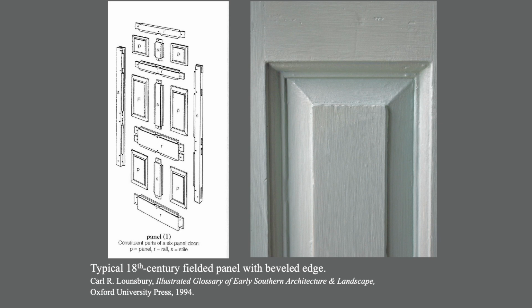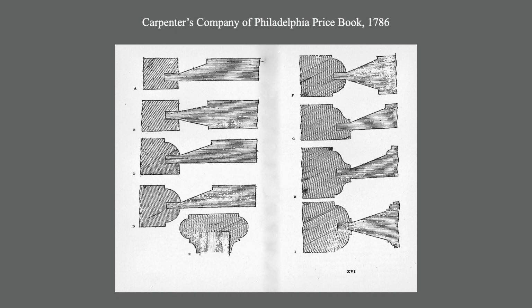Note in the diagram that the rails and stiles were fastened with tongue and groove joints secured with wooden pegs. And this diagram from the Philadelphia Carpenter Company's price book shows the hierarchy of panel types, from the simplest and least expensive to the finest, most costly version shown in the lower right, one embellished with additional moldings.